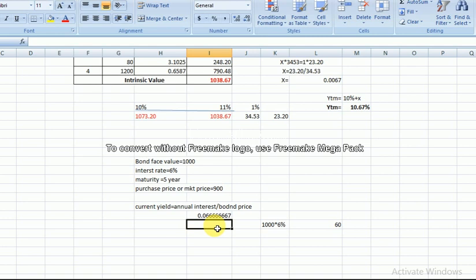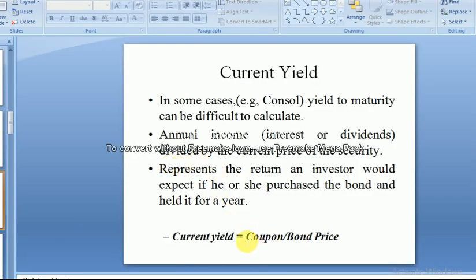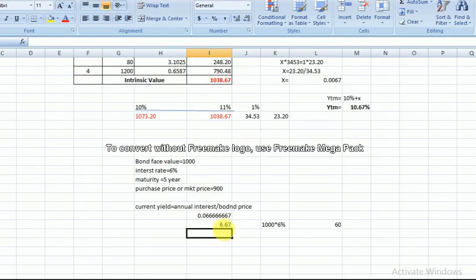So we will convert it into a percentage. So that is equal to 6.67. What is this? This is the return, the current yield. Hope you understand. I will explain this once again. The formula is coupon interest divided by bond price. So the current yield in this case is how much? 60 divided by 900, which is equal to 6.67%. The 60 is an annual interest that is fixed regardless of the price paid for the bond.